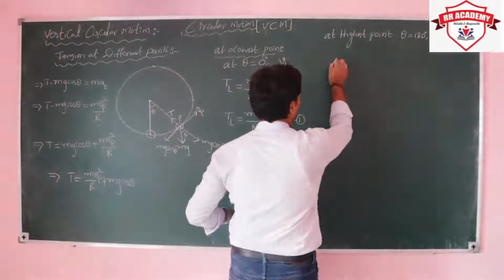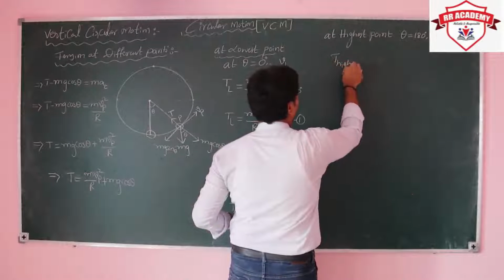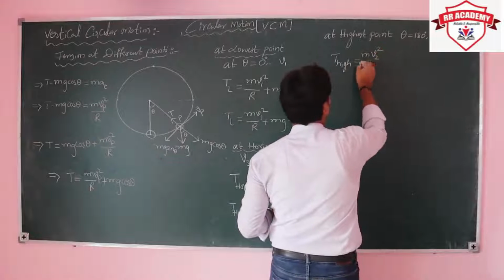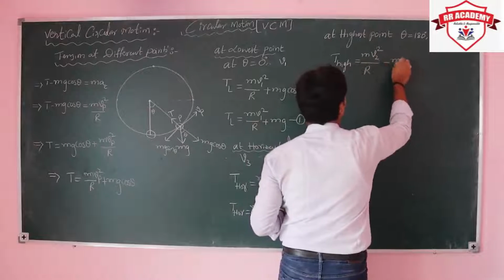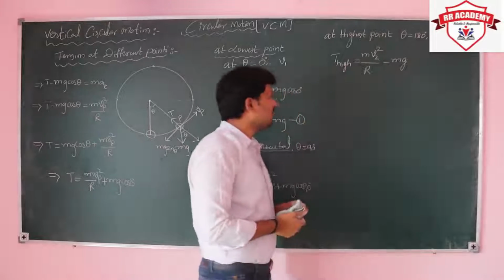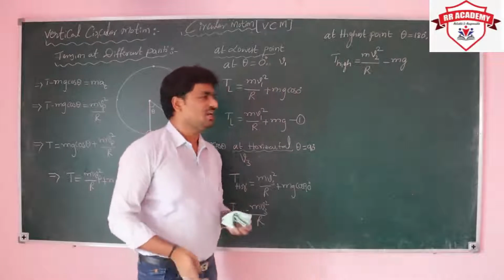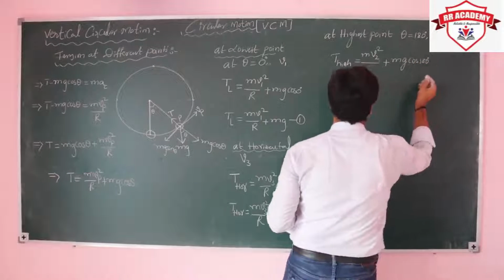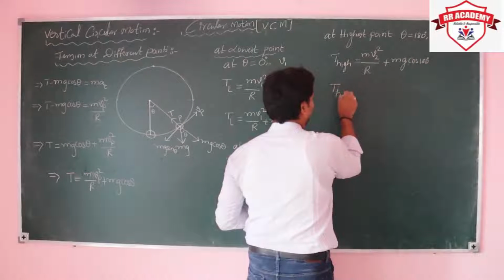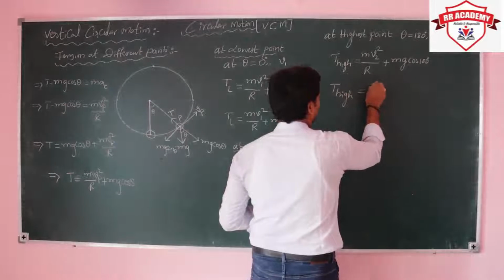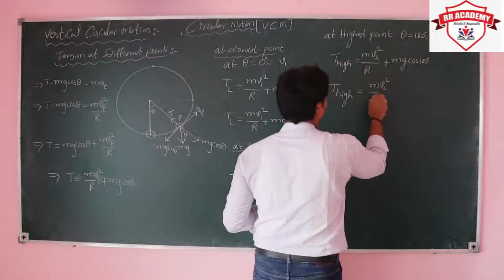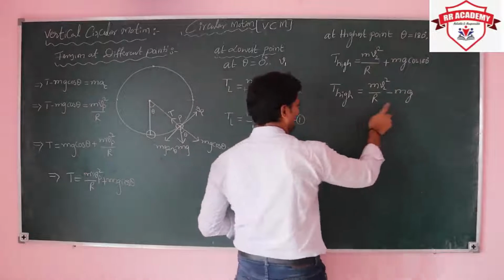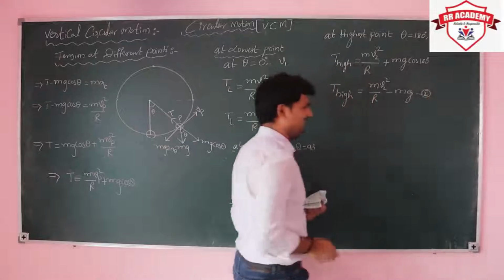Taking the velocity at the highest point, the tension is mv2 square upon r minus mg cos 180. You know that the value of cos 180 is minus 1. So the tension at the highest point is mv2 square by r minus mg. So this is at the lowest point and this is at the highest point.